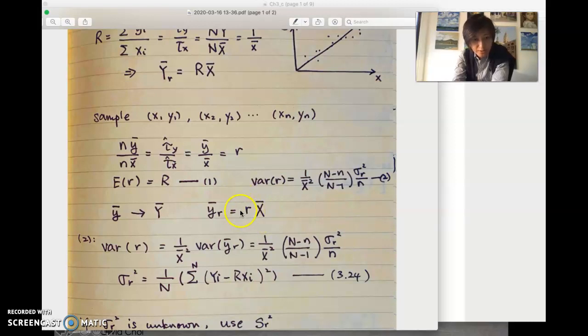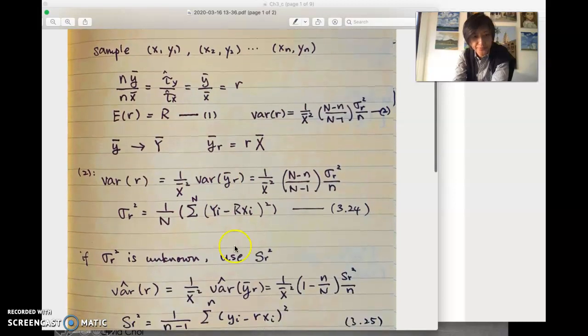So if I put it this way, the variance of R equals 1 over x bar squared multiplied by the variance of y bar R. Do you see that? This is a constant. We can easily obtain it from the population. So just keep this constant.